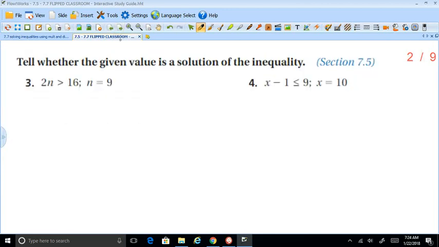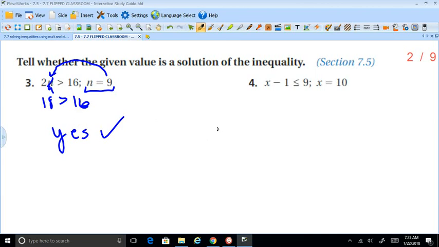Numbers 3 and 4, they ask if the solution they give you is a correct solution or not. So all we have to do is substitute in the variable. They tell us 2n is greater than 16, n equals 9. So let's put a 9 where n is. So 2 times 9, 18, is greater than 16. Is that a true statement? If it is, we say yes, it is a solution. If it was not a true statement, we would say no, it is not a solution. In this case, it is correct.